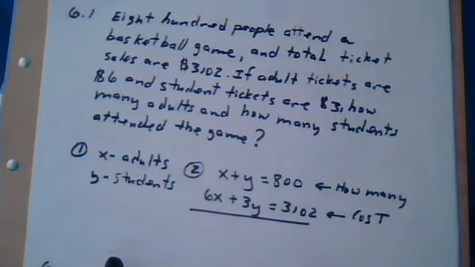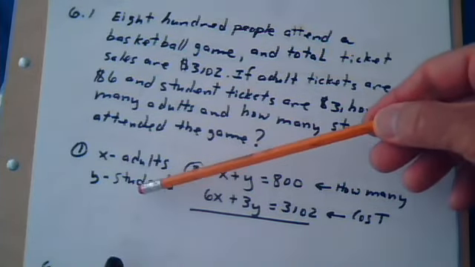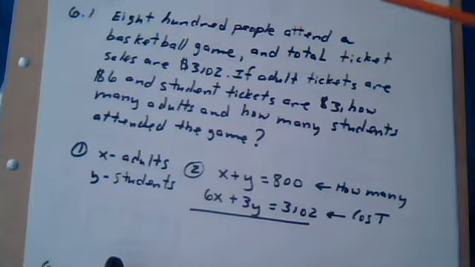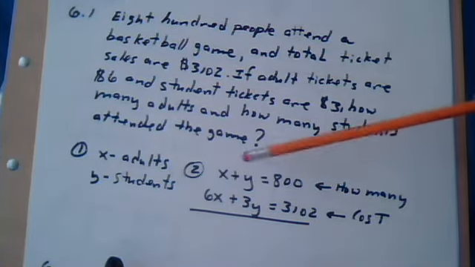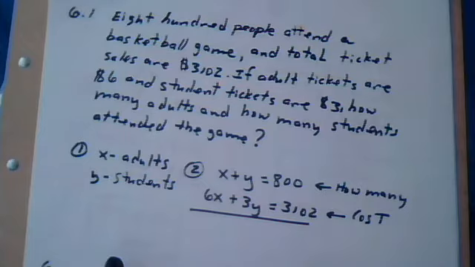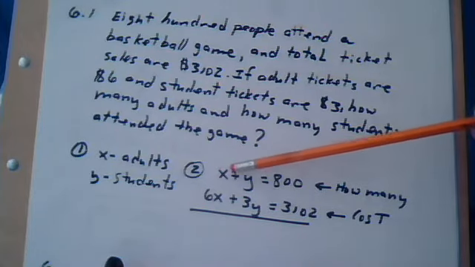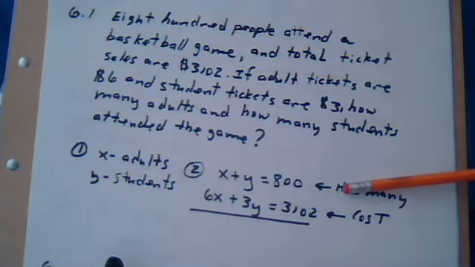First, identify who's going to be who. We're going to let the x be the adults and the y's be the students. Then you read the problem and describe it using the equations. For example, it says that there's 800 people. That means adults plus students would equal 800. Adults plus students equals 800. So this equation tells you how many.